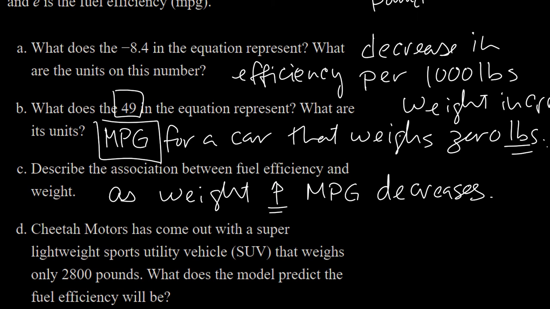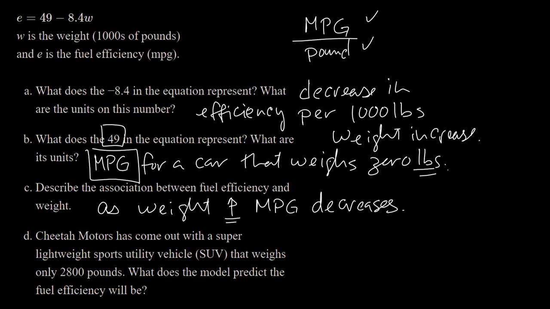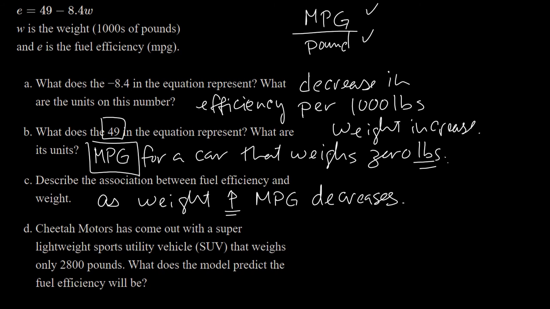Finally, Cheetah Motors has come up with a super lightweight sports utility vehicle, SUV, that weighs only 2,800 pounds. What does the model predict the fuel efficiency would be? Apparently, on my paper answer key, I've got this wrong. Thank you to the two students who told me I had an error there. I appreciate that. And I'm recording this now with the correct solution as a result.